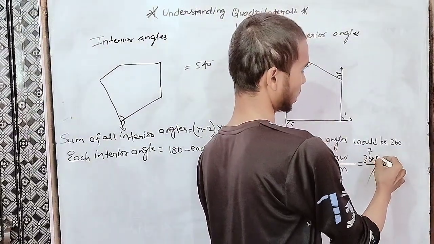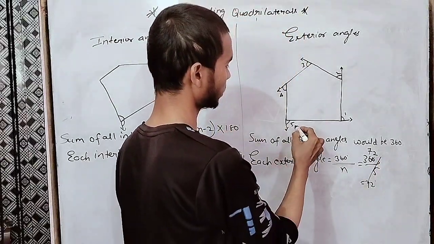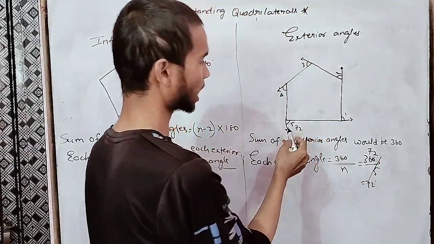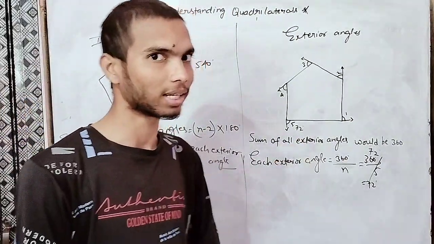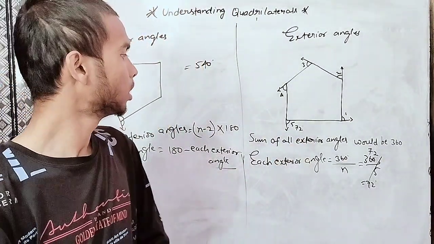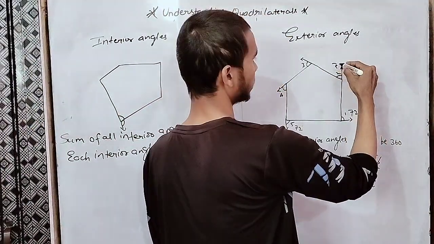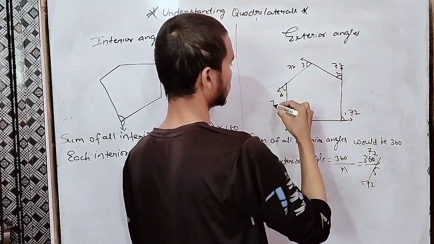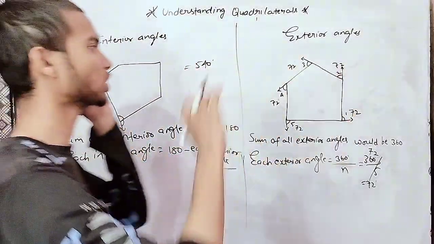5 sevens are 35 and 5 twos. So 22 degrees. We can say the measure of this angle is 22 degrees. You also can say this is 22 degrees, this is 22 degrees, this is 22 degrees, this is 22 degrees, because we are talking about each exterior angle.